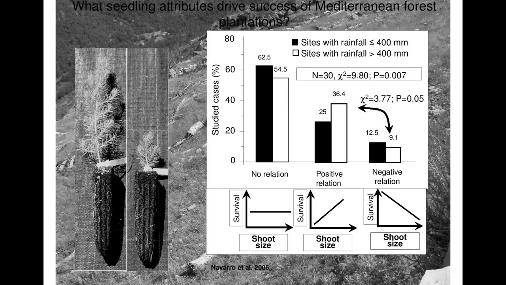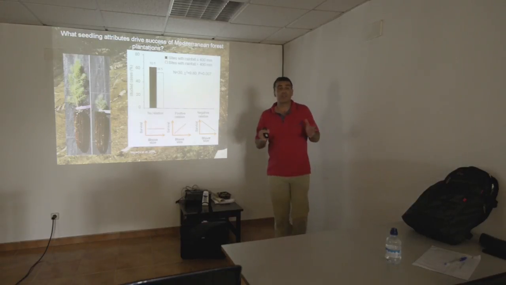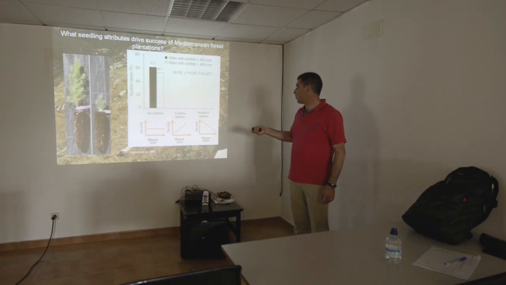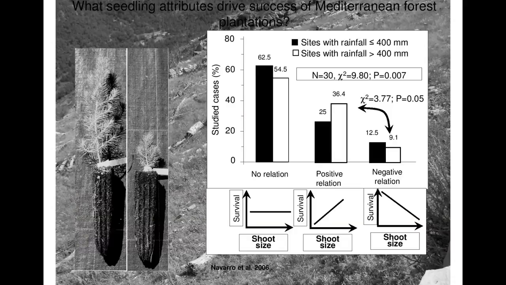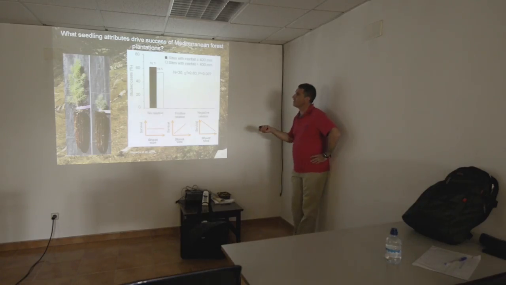We classified the studies into those where there was no relationship between survival and shoot size. That means that the size of the plant doesn't determine survival. We also divided the studies into those that related survival with shoot size, where there was a positive relation between survival and shoot size, and those studies that found a negative relationship, so survival was lower when the plants had larger shoots. And in most of the studies that we analyzed, we found no relationship between shoot size and survival.